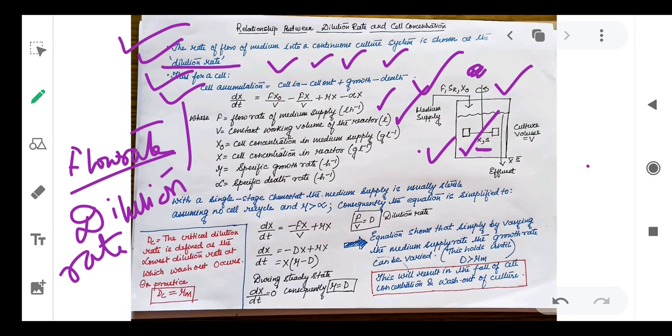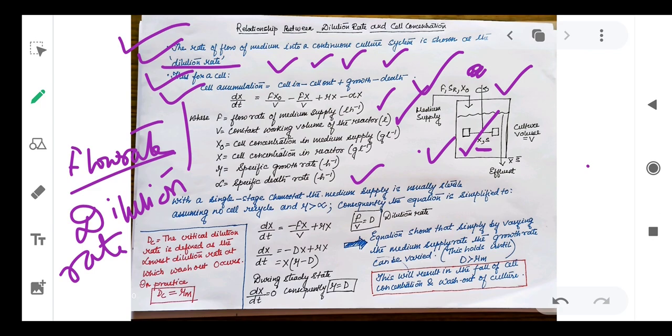So Fx by V. Next comes mu x. That is, mu is the specific growth rate. How much growth is going on, right? Of course, we are focusing the growth on the vessel itself, the organism inside the vessel itself. So it will be mu x minus alpha x. Alpha is the specific death rate, and x of course is the number of cells in the vessel. So now you can relate these individual terms with respect to the equation.